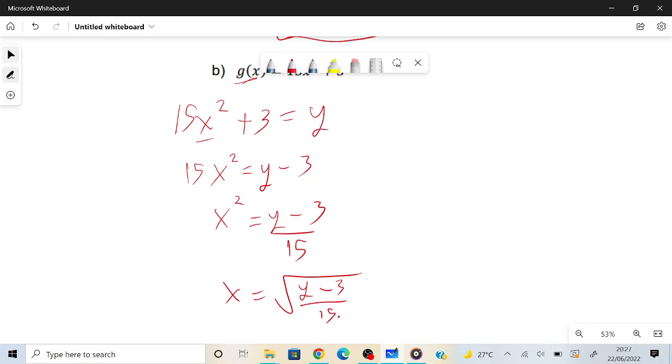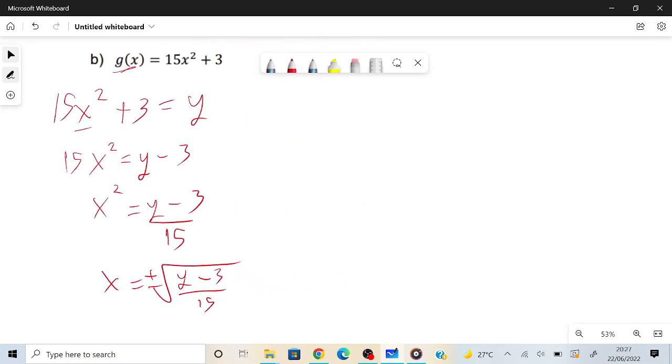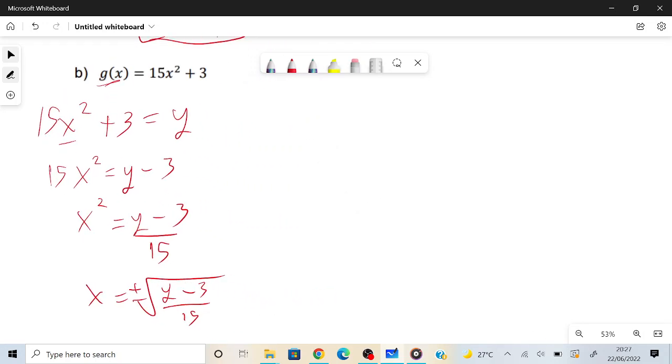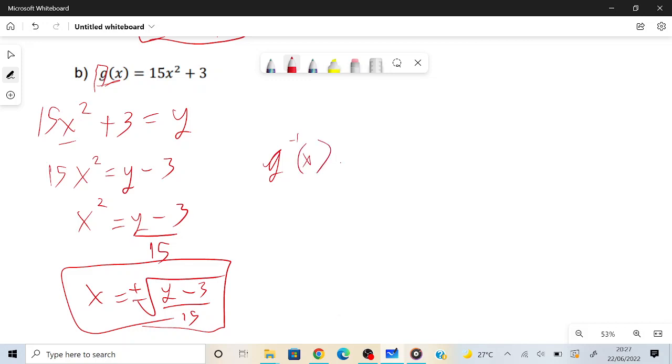And please note that this is plus and minus. Whenever you have a square root, there's always a plus and minus in front of it. So again, now that we're halfway to the answer, we need to now present it in the proper format. So since we're using the letter g over here, this will become g inverse of x equals plus minus square root of x minus 3 over 15.